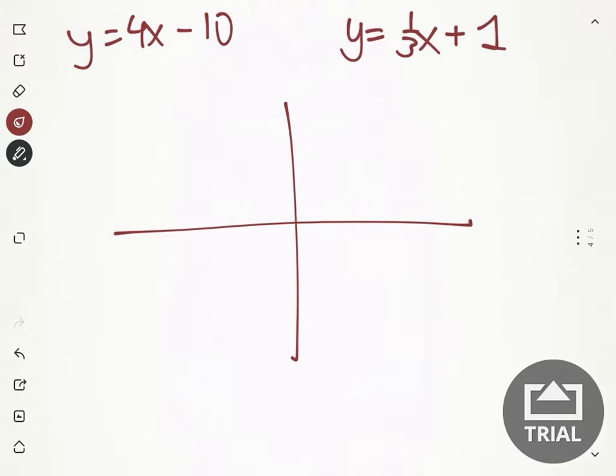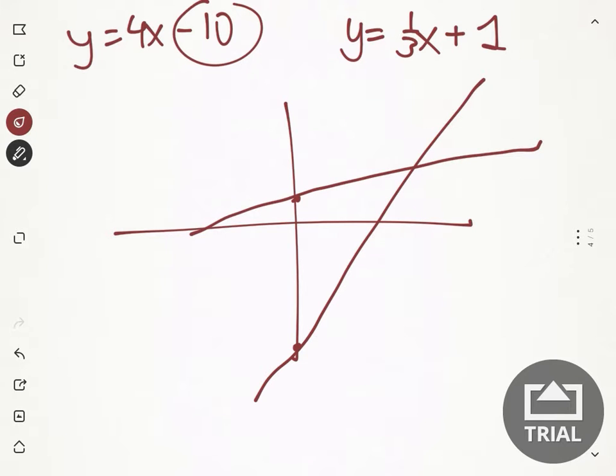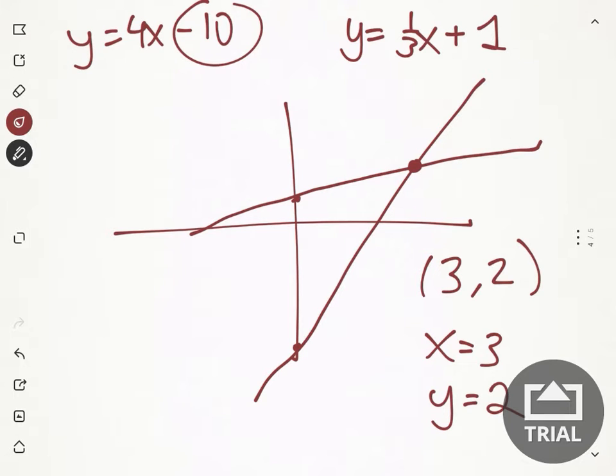The first one, let's see, start with the y-intercept, negative 10. Slope of 4 would look something like this. Okay, second one, y-intercept of 1, a slope of positive 1/3. Something like that. So this point over here is our solution. You can't really see it because I drew it pretty badly, but spoiler alert, it's 3, 2. So x equals 3, y equals 2. That's the solution for this particular problem.